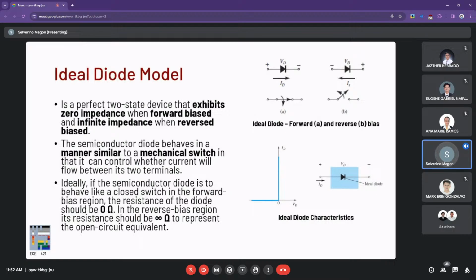Okay, so next we are to be familiarized with the concept of ideal diodes.